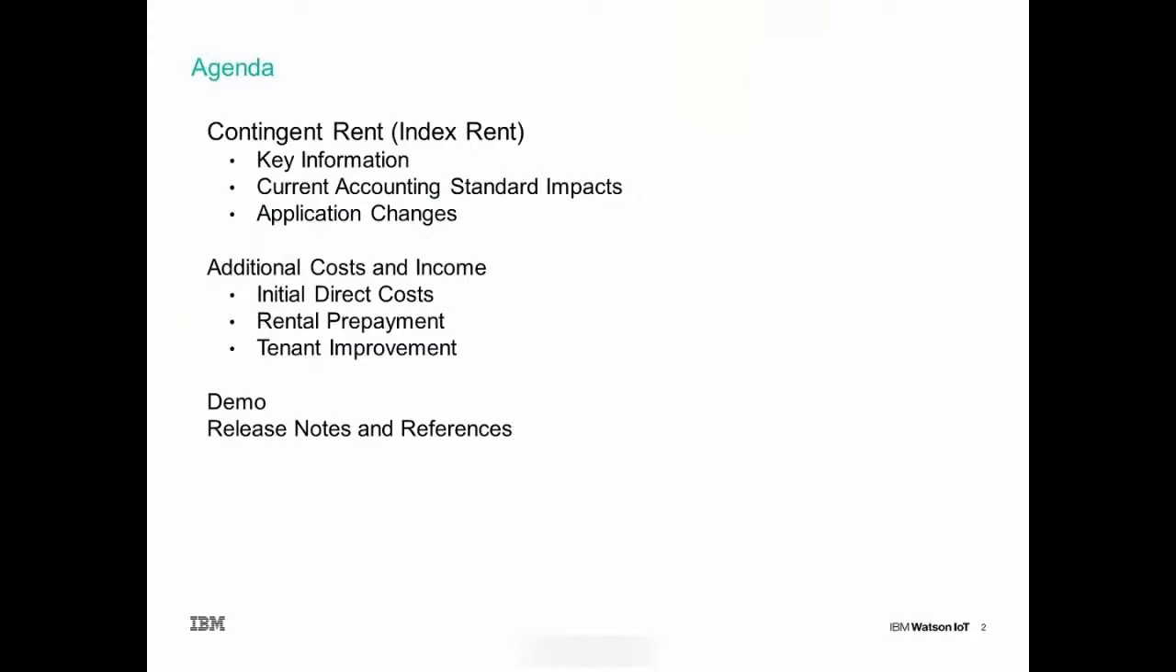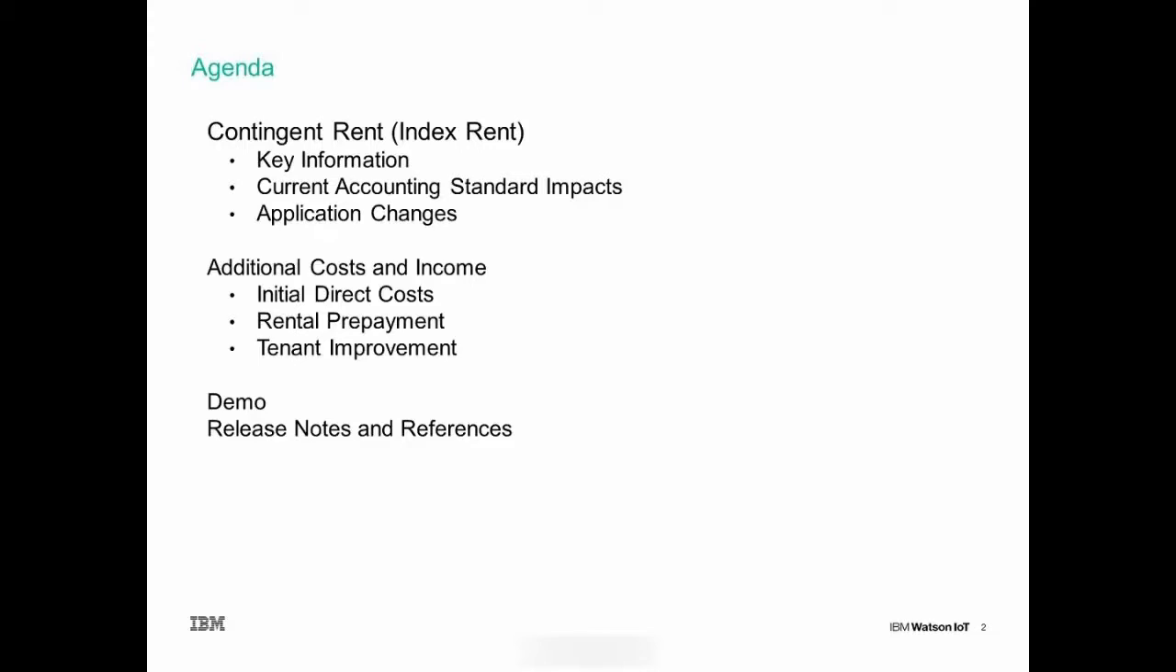The agenda for today: the first topic is the contingent rent or index rent that we do in 10.1. We're just going to go over the key information, also talking about the current accounting standard impact, and we're going to go over the application changes that we did.